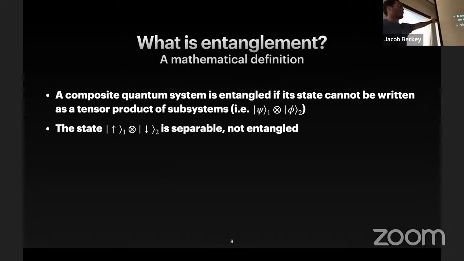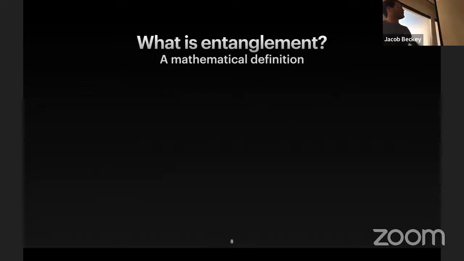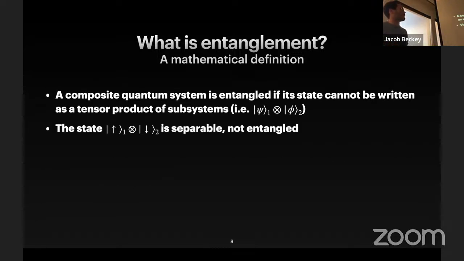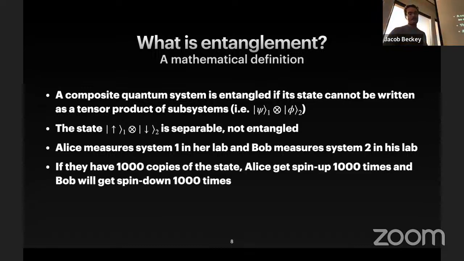So operationally, because this is probably new notation to a lot of people, I want to step back and see operationally what this means. We're going to assume Alice is going to measure system one and Bob is going to measure system two. And pretend we have a bunch of copies of this state. So you have a bunch of exact copies of this state, and Alice is going to have system one in her lab, Bob is going to have system two in his lab. If they have 1,000 copies of the state, Alice is going to get spin up 1,000 times.